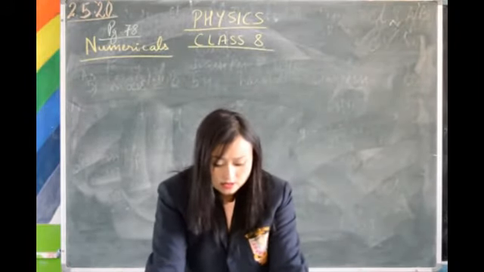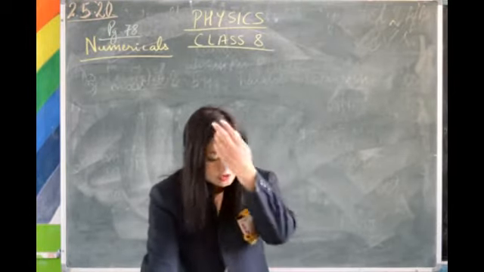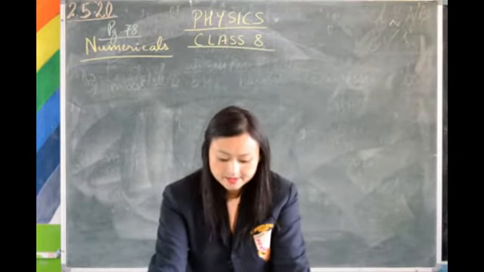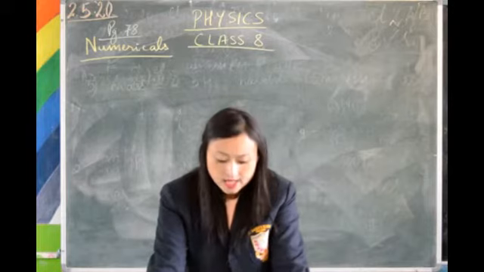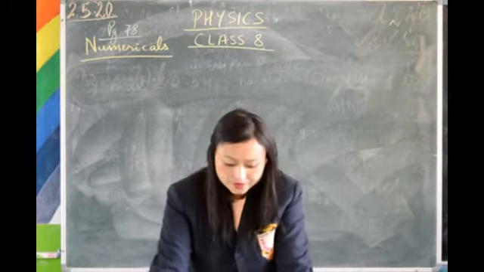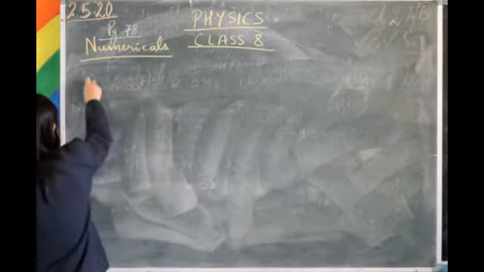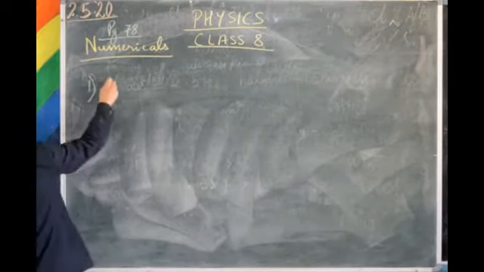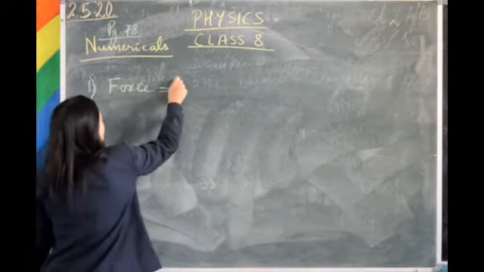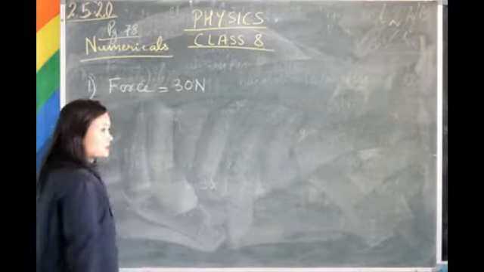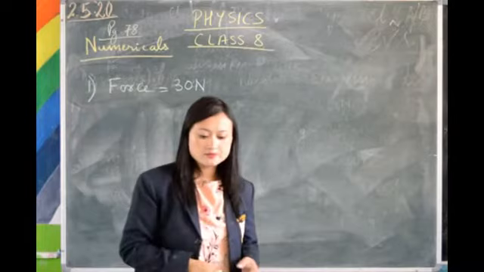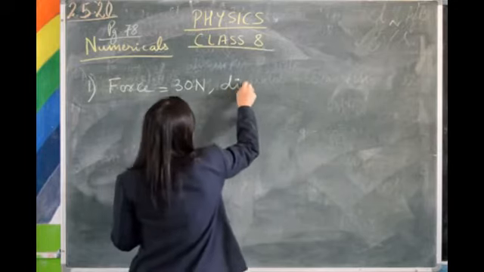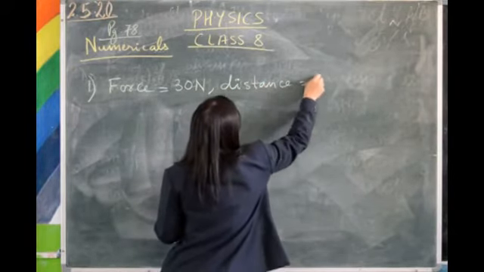C, sub-question number 1. A force of 30 Newton acts on a body and moves it through a distance of 5 meters in the direction of force. Calculate the work done by the force. Okay, so number 1, what is given? In number 1, force is given. How much force does act on the body? 30 Newton. And when that force acts on that body, how much distance did the body displace? The body displaced by 5 meters.